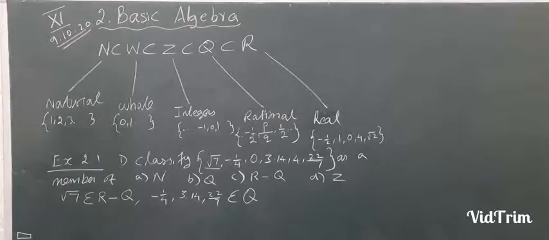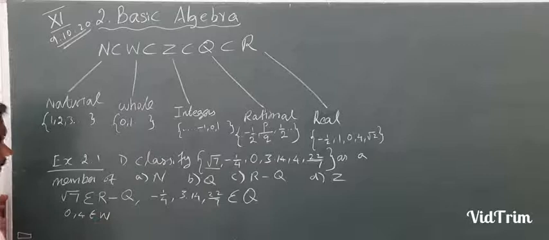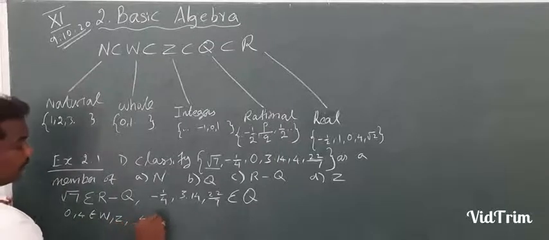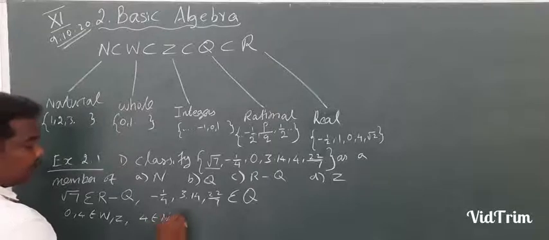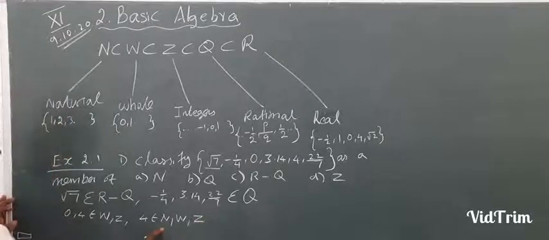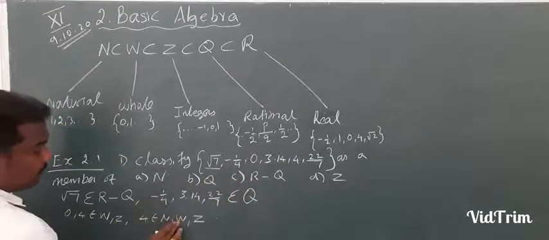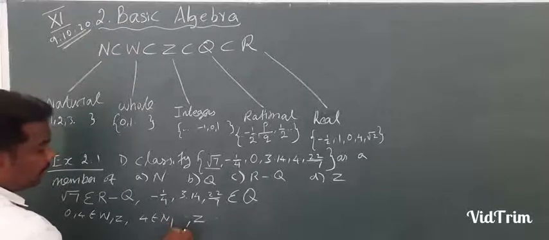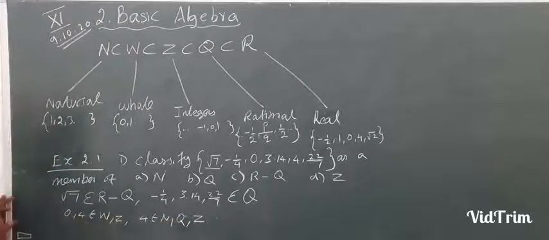The remaining terms, look at that, 0 and 4. 0 and 4 belong to whole numbers and integers too. Especially 4 belongs to natural number, whole number and integer, and that's all. Here, whole number is not given, so it is not to be marked. And rational number too, because we can write 4 by 1. All numbers having denominator 1 are rational.